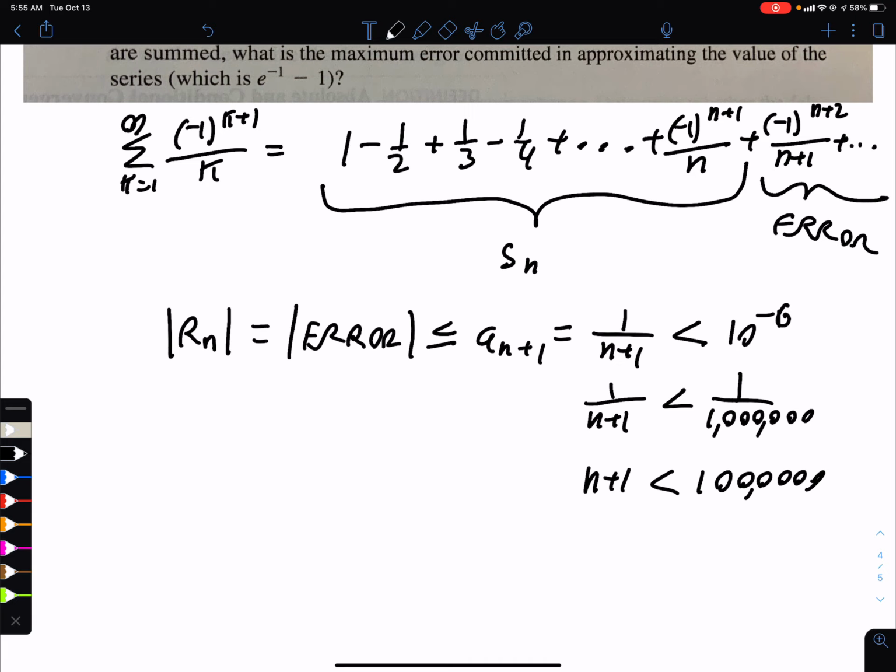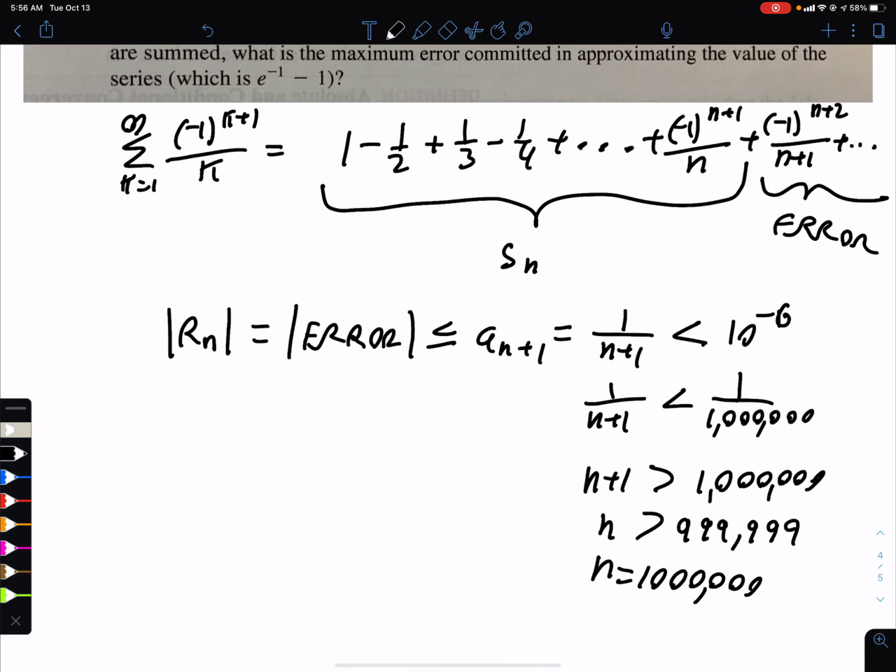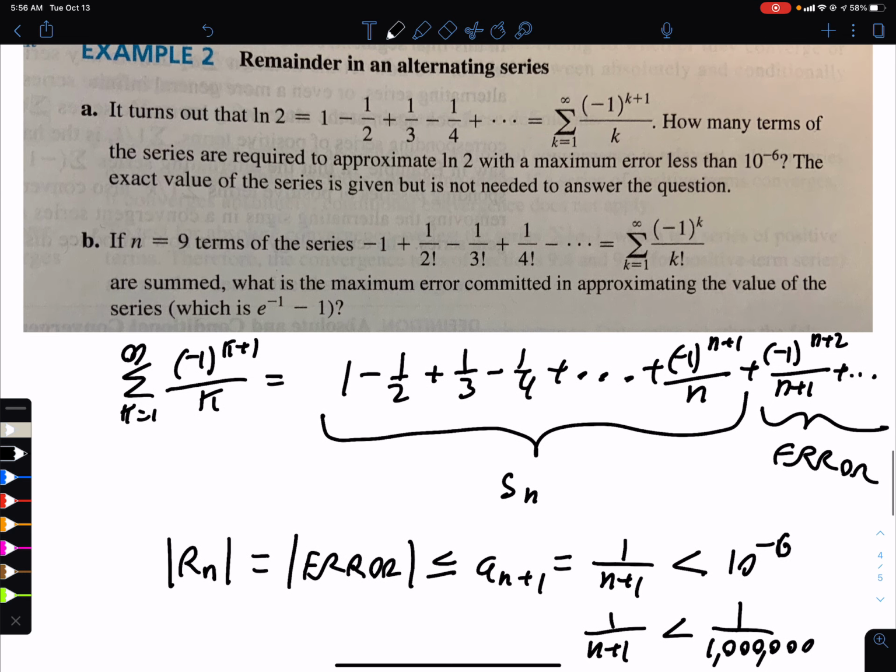We'll subtract 1 from both sides. Oh, I forgot to flip my inequality. My apologies, ladies and gentlemen. When I reciprocated it, I was supposed to flip. So n plus 1 must be greater than a million, so n must be greater than 999,999. Therefore, n must be 1 million in order to have an error that small. Okay, so that is example A.